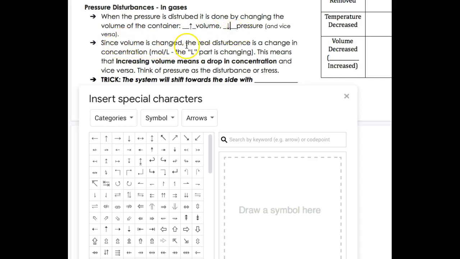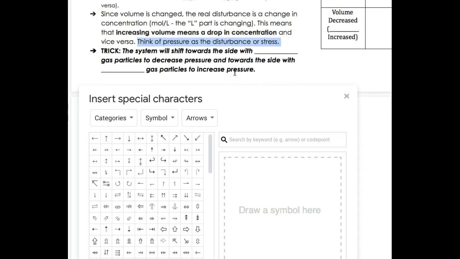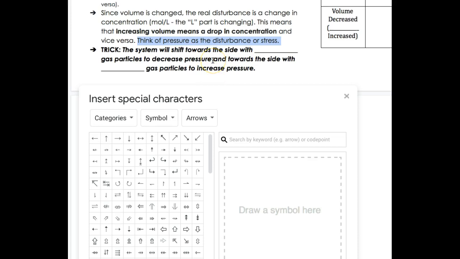Since the volume has changed, the real disturbance is a change in concentration. We learned that concentration is moles per liter. So if we increase the denominator, then the concentration goes down. This means an increase in the volume means a drop in concentration, and vice versa. However, it's probably easier to just think of pressure as a disturbance. If you memorize this trick, then you'll know how to solve these types of problems.